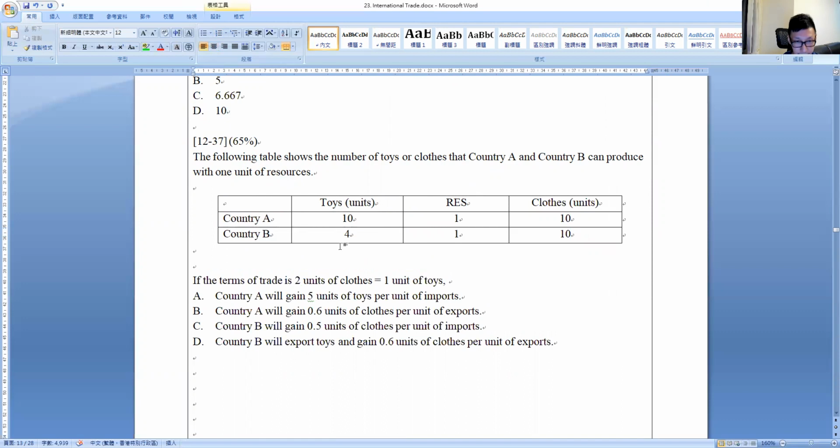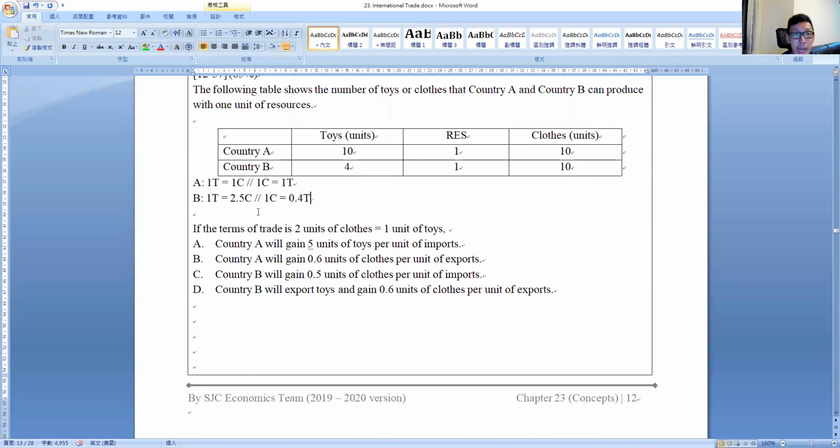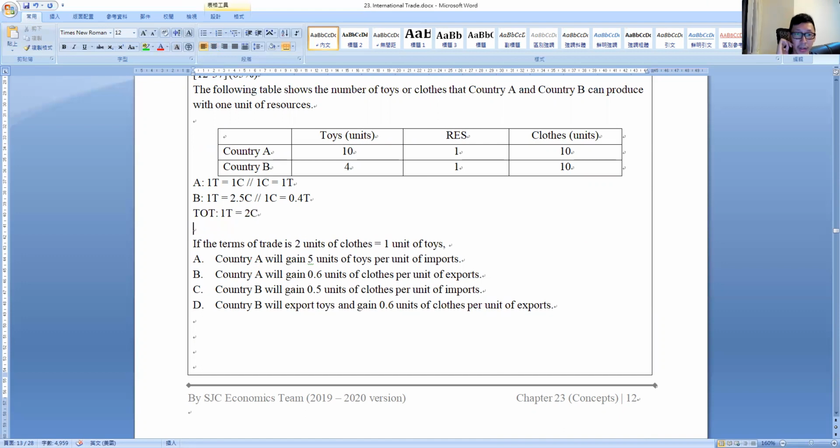Now let's say country A will be 1T equals to 1C. Wow, these are the happiest, the easiest, no need to calculate. Okay, 1T equals to 2.5C, or 1C equals to 0.4T. So now the terms of trade. The terms of trade will be 1T to 2C, right? So let's see. Now, first of all, country A will export toy. It's cheaper, right? Country B would export clothing, right?